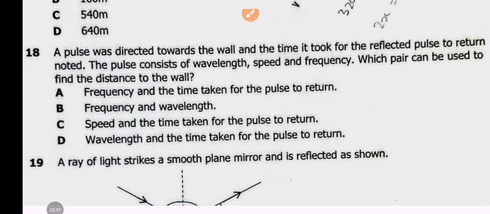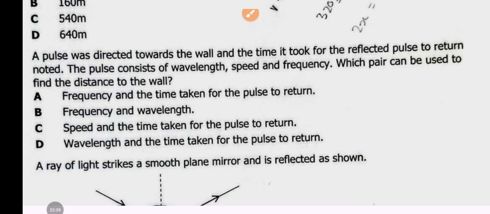Question 18. A pulse was directed towards the wall and the time it took for the reflected pulse to return was noted. The pulse consists of wavelength, speed, and frequency. Which pair can be used to find the distance to the wall?